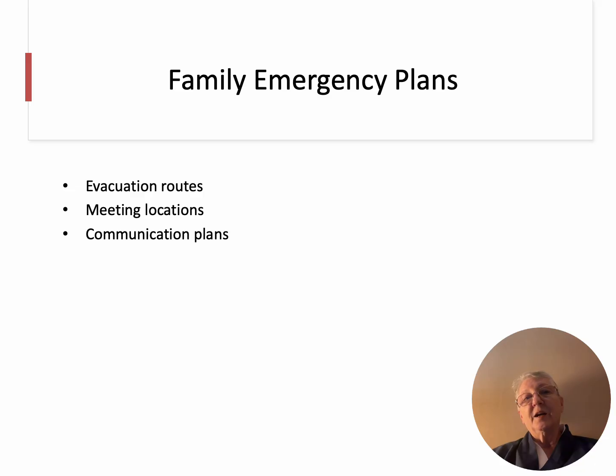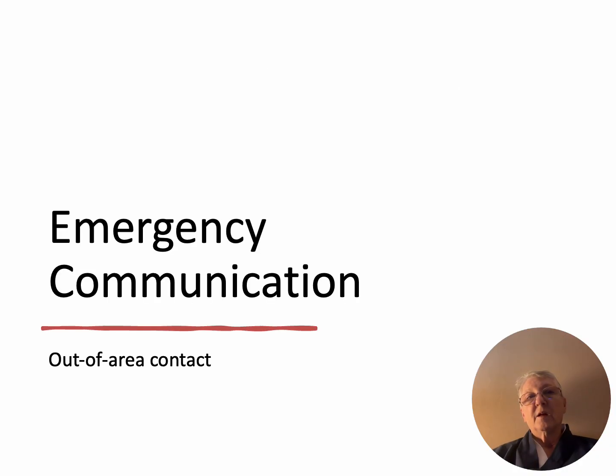Families should identify evacuation routes and meeting locations. 2 meeting locations are recommended, one near the home and one outside the neighborhood in case evacuation becomes necessary. An out-of-the-area contact is also recommended because long-distance phone calls sometimes work when local communication networks are overloaded. Who would you call that's not in the local area? Are you still going to be able to call them if you don't have a way to charge your cell phone?